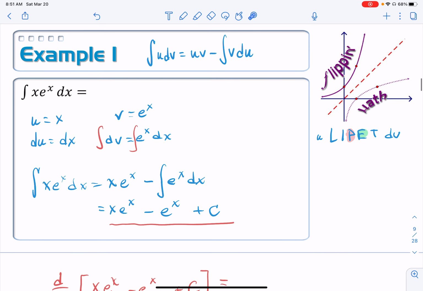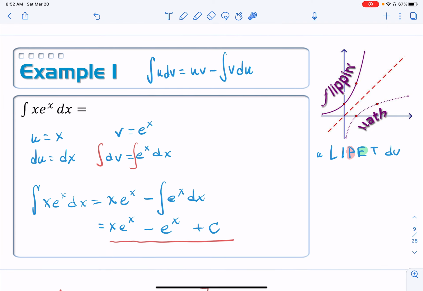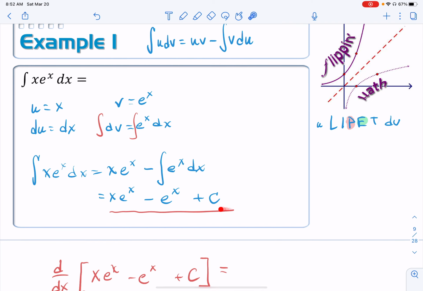So just kind of a recap here with the mnemonic. What we did is we chose the x to be the u because it was further towards the left, closer to the u. Also, its derivative was far simpler, so it made sense to choose that one as the u. And then the e to the x as an exponential is further to the right in the little mnemonic device, so we chose that to be the dv. Whenever we go to do integration by parts, take your u and take its derivative, take your dv and take its antiderivative. When you're all done, if you're not quite sure, or just to gain a little bit of confidence, you can always take the derivative of your answer, and you should get your original integrand back.